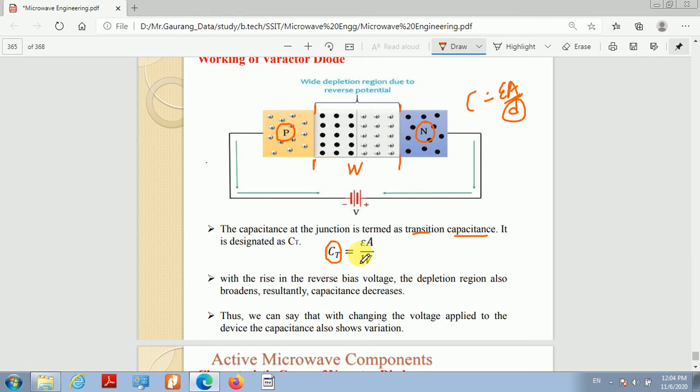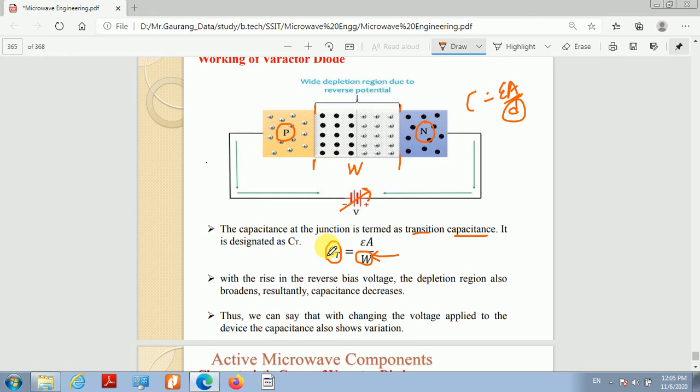Then in that case, the capacitance will become epsilon A divided by W, where W is the width of the depletion region. And one thing we already know: as we increase the reverse bias, the width of the depletion layer will increase, and if the width of the depletion layer is increased, then the capacitance value decreases.